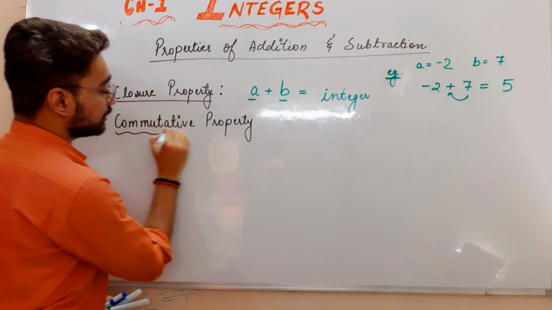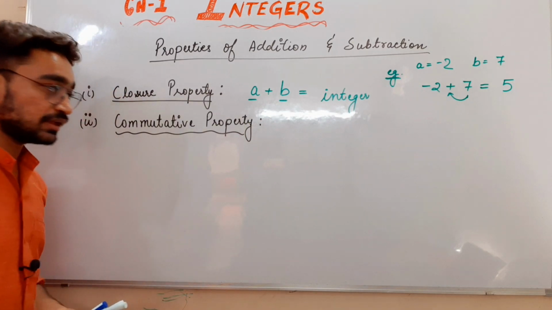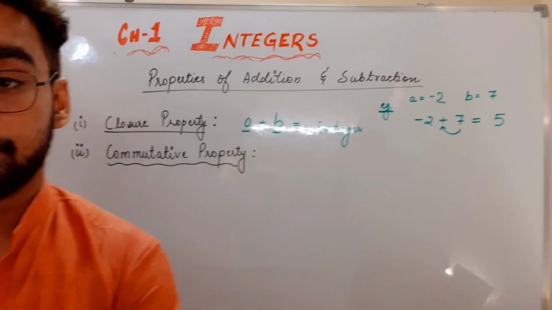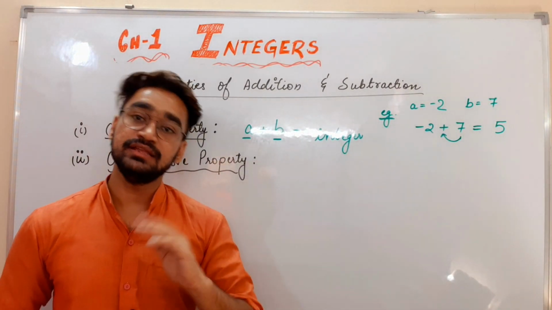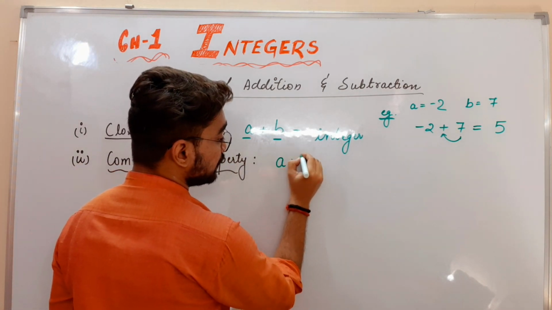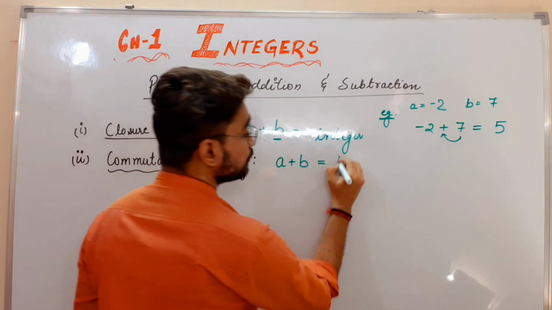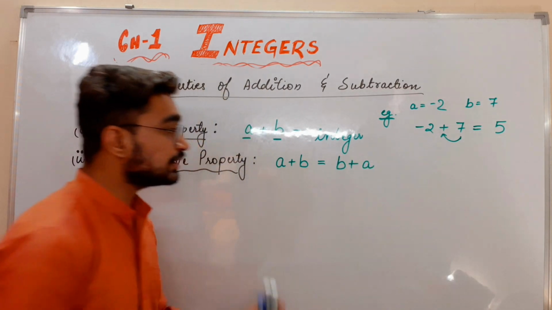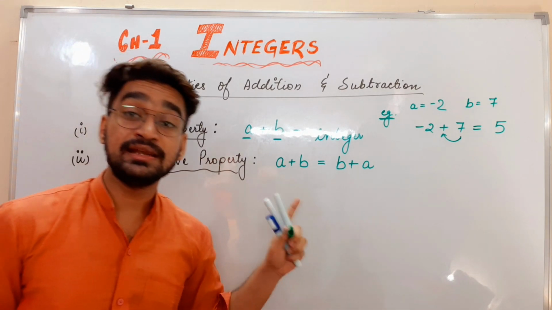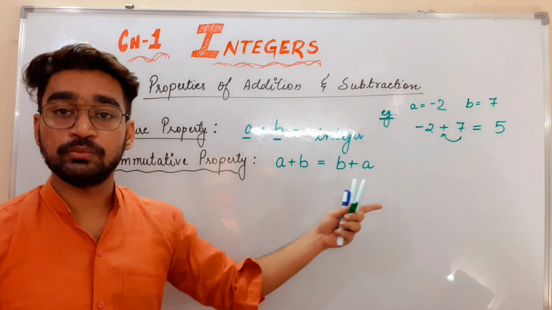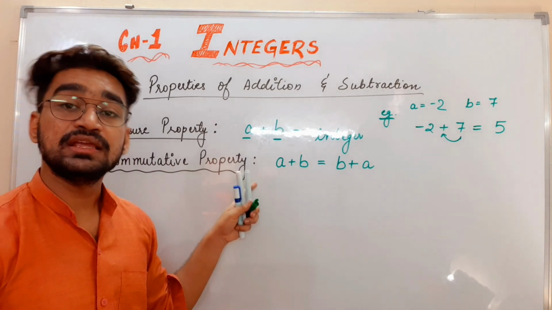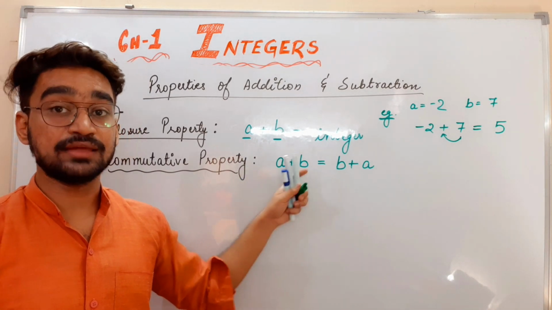What does the commutative property say? If we have two integers a and b, when we add them, we can add both integers in any sequence. We can say that a plus b will be equal to b plus a. It doesn't matter whether I write a plus b or b plus a, both will be the same. They are interchangeable. The answer will not be affected even though their places are changed in the addition of integers.